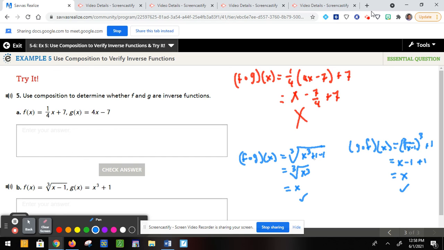Part B, compose them together and they both worked. So B, the functions in B are inverses of each other. All right, so let's try example 6.